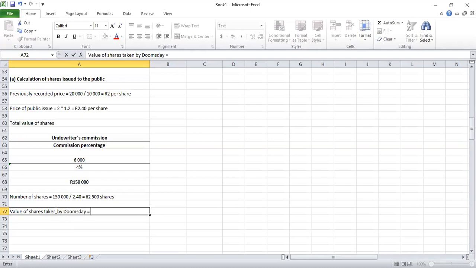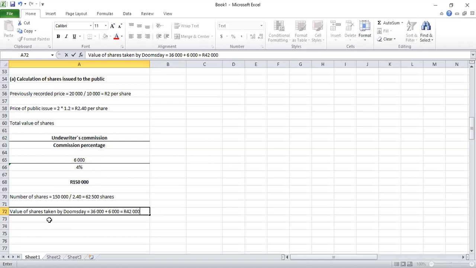So the value of shares taken by Doomsday will be equal to the 36,000 they paid us plus the 6,000 commission, which is equal to 42,000. That means they took up shares of 42,000. But then they only paid us 36,000 because we were owing them 6,000 for the commission. Because the total amount was 42,000, they withheld the 6,000 for the commission, then they paid us 36,000.